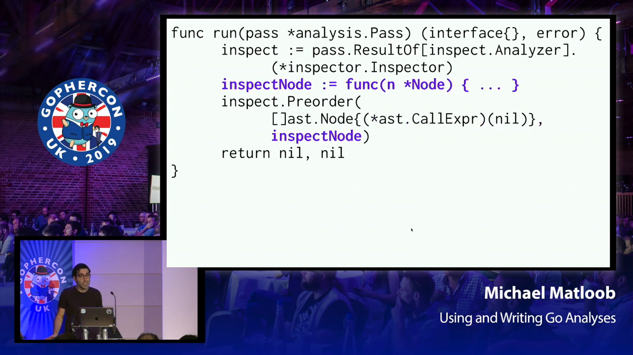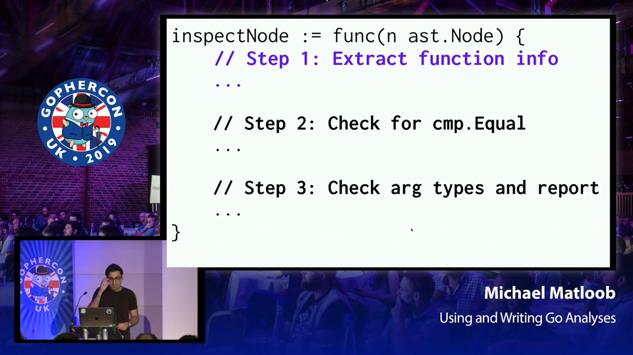And for each of those, we're going to call this inspect node function. So that's going to get that node, that yellow bubble, as an input, and then determine whether to report a diagnostic, and if so, it'll report the diagnostic. So let's look at inspect node. Inspect node consists of three steps. The first step is we're going to find out which function we're calling. The second step, we're going to see if that function is comp equal. And the last step is that we're going to check the types, and if they're not the same, we'll report a diagnostic to our users.